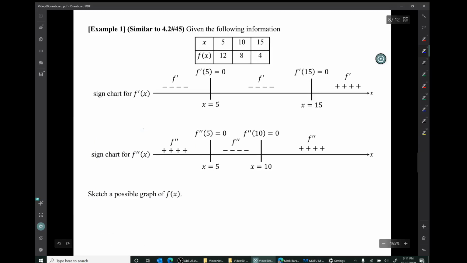Well, in this first example, we're given information that is the sign chart for f prime and also the sign chart for f double prime. And we're supposed to sketch a possible graph of f of x. Well, how do we proceed?